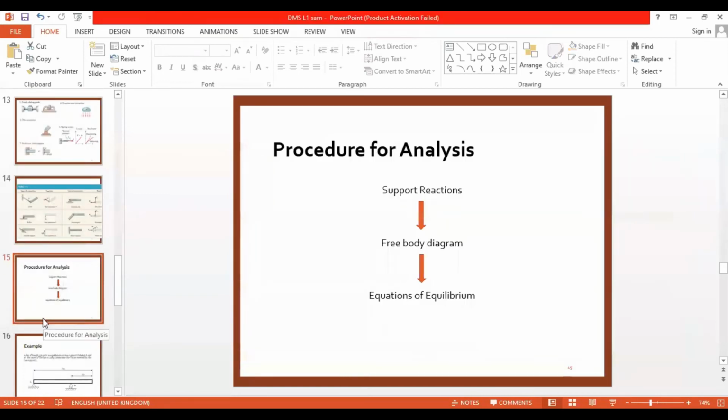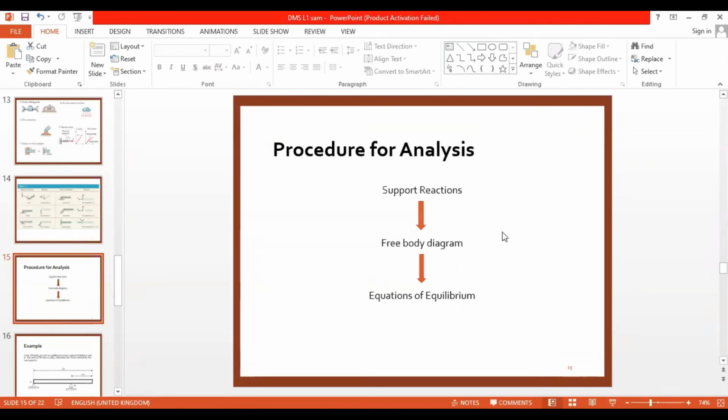Now we will go to the procedure. What will we do if we find a question? Procedure of analysis: support reactions, free body diagrams, equations of equilibrium. If the question is given in a written format, first we will draw a diagram, then we will add the reactions and forces to the system. Then if it is asked to find the forces acting on a particular body, we will make that body separate and apply all the forces on that body.